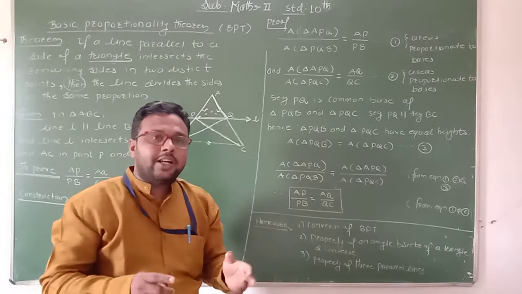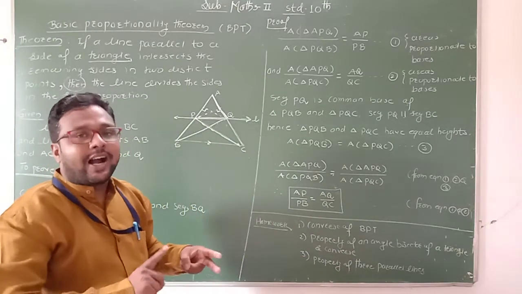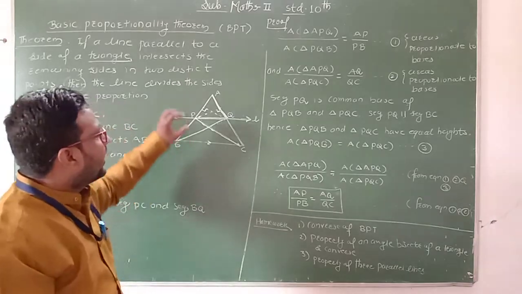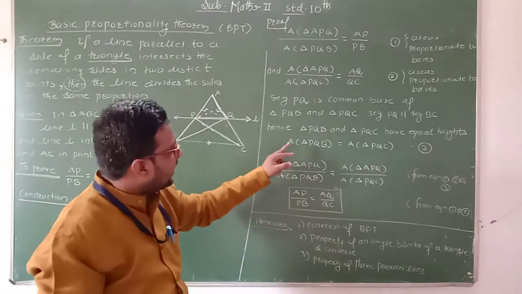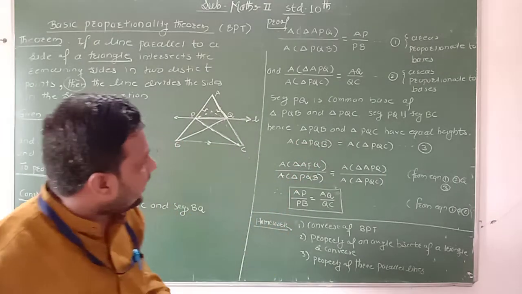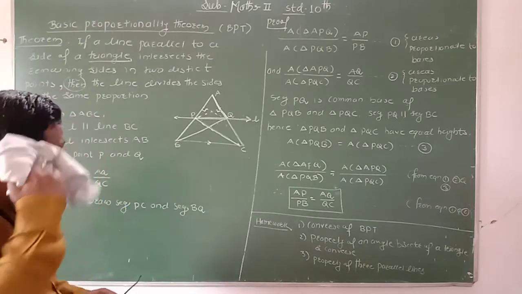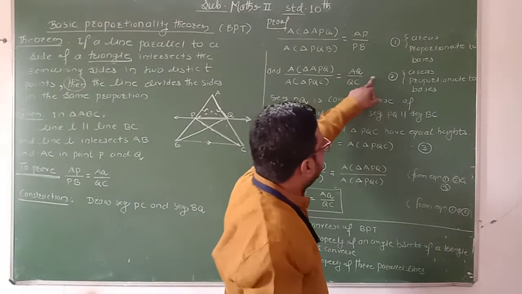Therefore, in these two triangles, the base is common and the heights are equal. Therefore, the areas of these two triangles are equal. Therefore, we write: area of triangle PQB is equal to what? Area of triangle PQC. Equation number 3. Now see equations 1, 2 and 3.